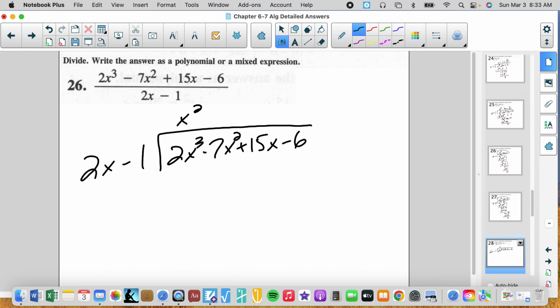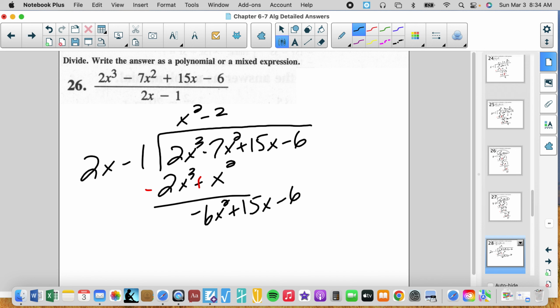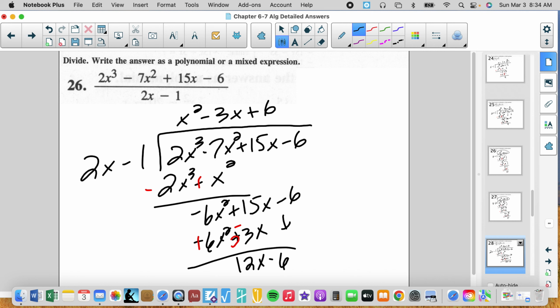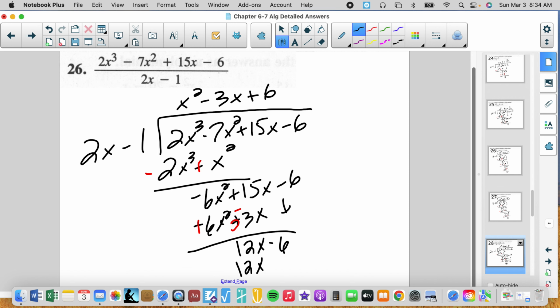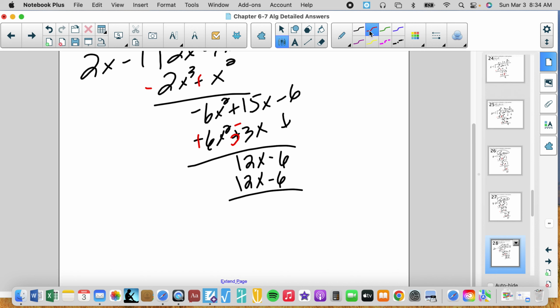So that's going to be x squared. That's 2x cubed minus x squared. Don't forget to change the signs. Those cancel. You're left with negative 6x squared. Bring everything else down. I'm going to multiply by a negative 3x. Negative 6x squared plus 3x. You want to match that first term. And then we change the sign so they cancel. That's 12x minus 6. We're going to multiply that by 6, which gives us 12x minus 6. Change them, 0, and it works.